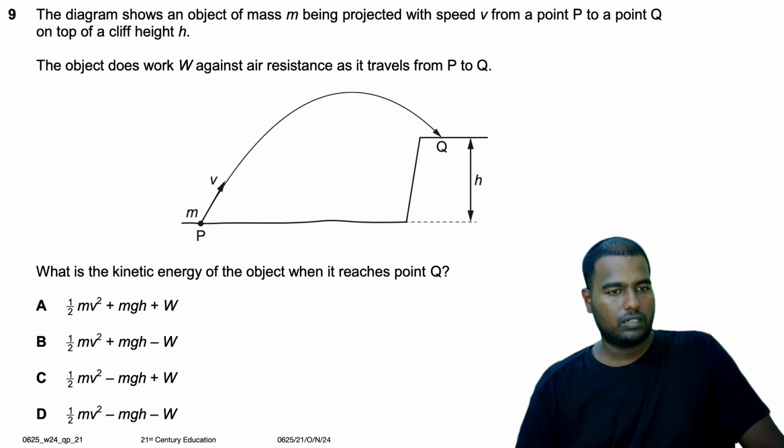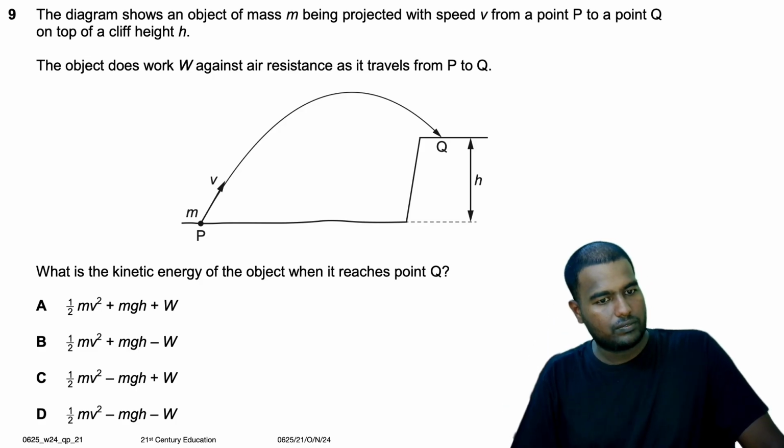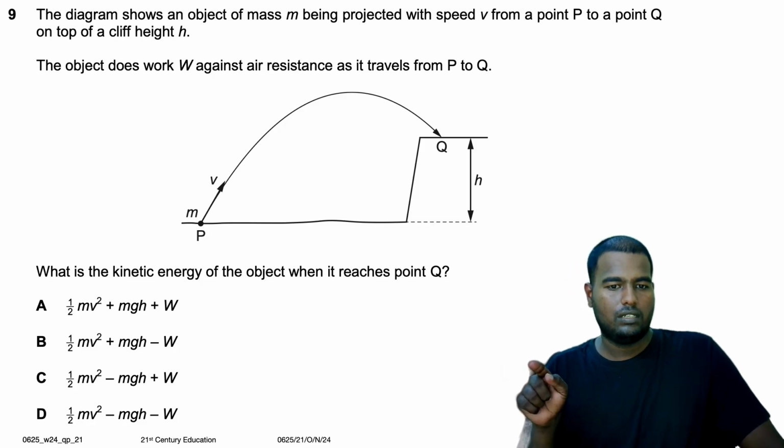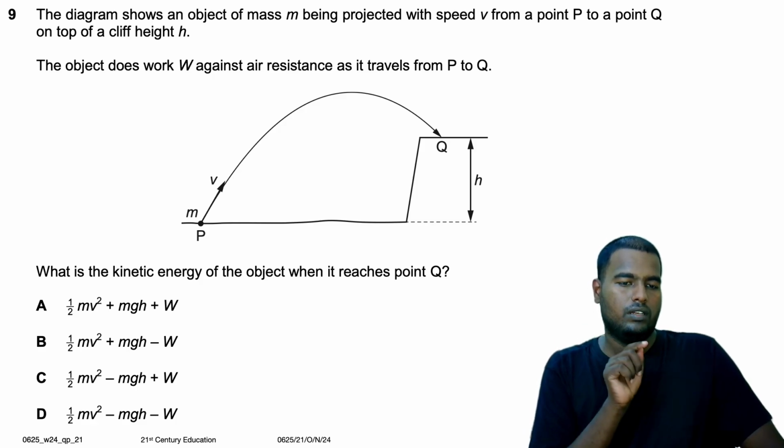The diagram shows an object of mass m being projected with a speed v from a point P to a point Q. The object does work W against air resistance as it travels from P to Q. What is the kinetic energy of the object when it reaches point Q? Okay, so let's assume the object goes from P to Q.